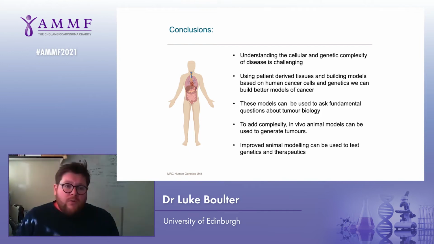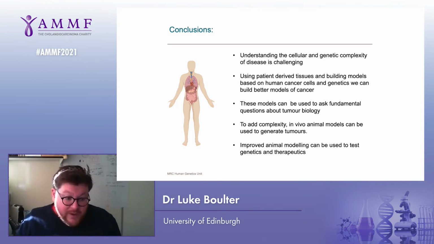So what are our big conclusions, I guess? Well, understanding the genetic complexity of disease is challenging, but using tissue from patients to build models is important because then they reflect pathology. You can use those to ask fundamental questions, you can use those to ask translational questions, and organoids really help with that.